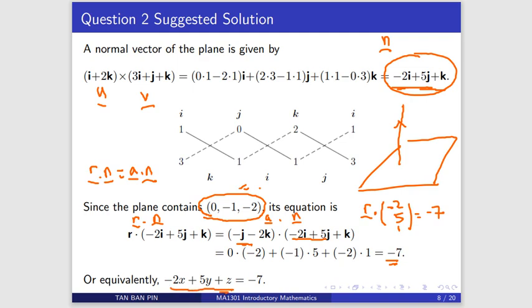You can also write it in this form. If you work it out, r is just (x, y, z). So it's (x, y, z) dotted with (-2, 5, 1) equals -7. So it's -2x plus 5y plus z equals -7.